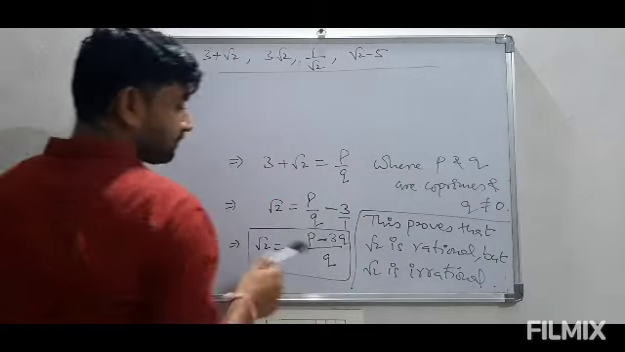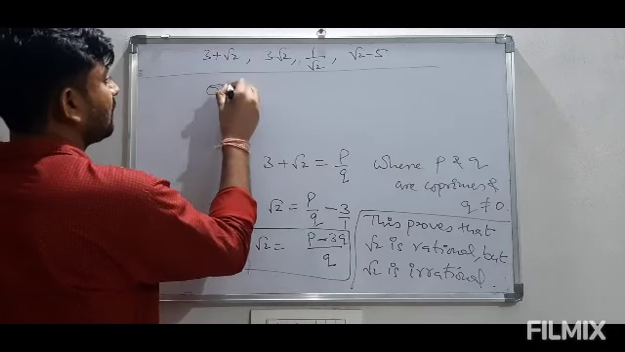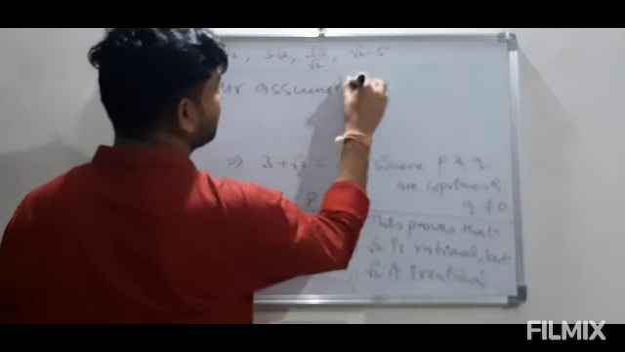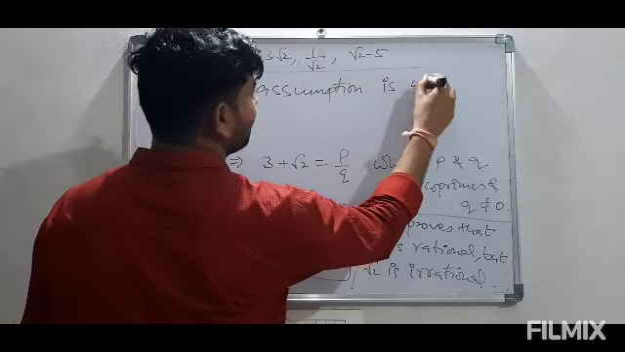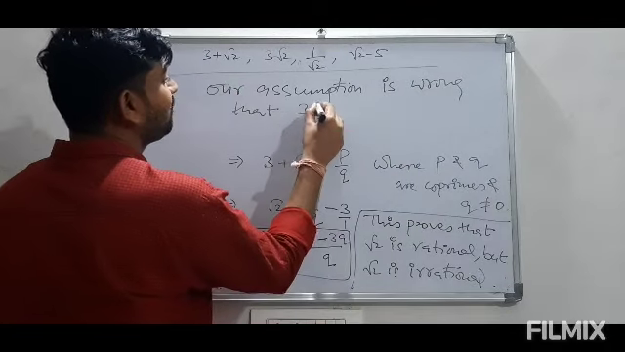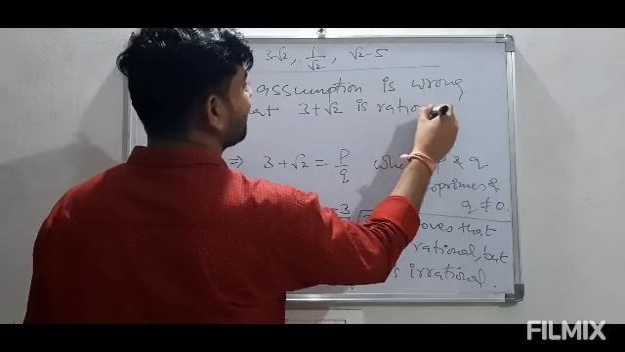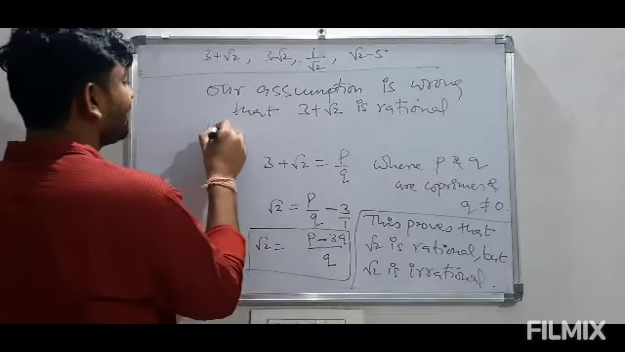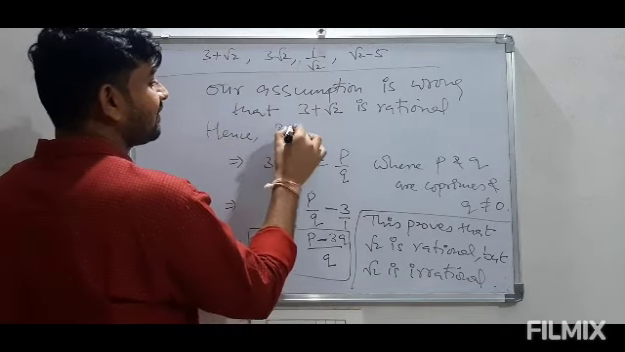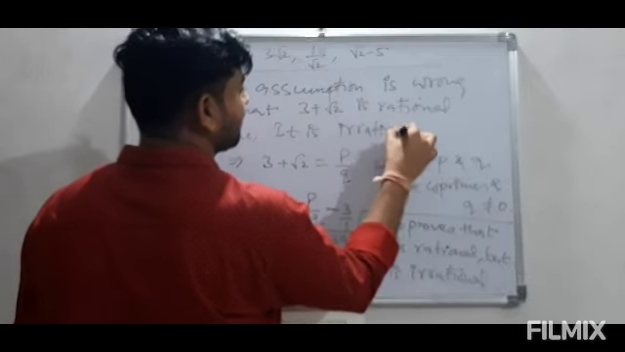So finally we can write our assumption is wrong, that 3 plus root 2 is rational. Hence, it is irrational.